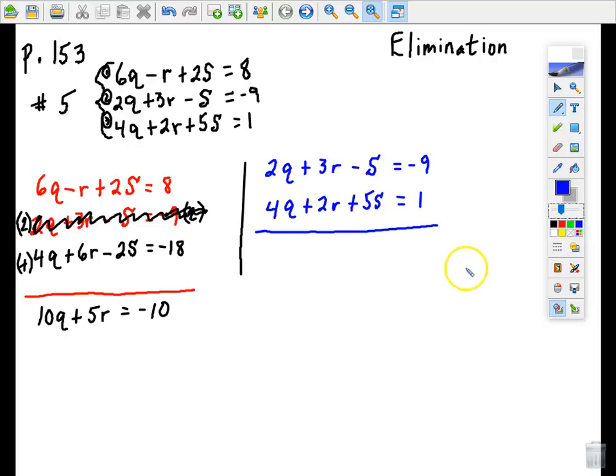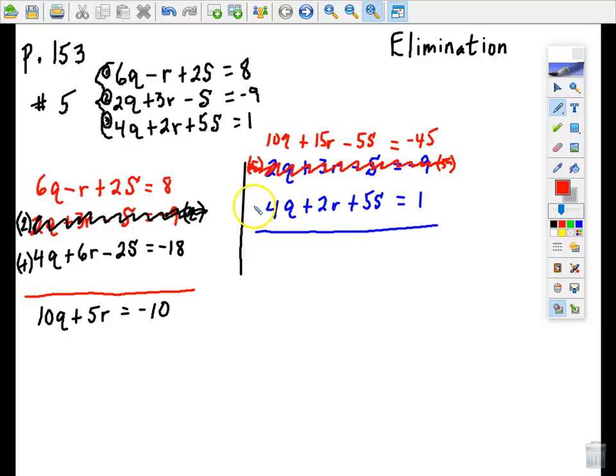Okay, what about the blue? Well, for the blue, I need to multiply the top equation by 5 so that I can eliminate S. So let's see what that looks like. Multiplying by 5, that's going to be 10Q plus 15R minus 5S, and that equals -45. All right, so once again, if I'm sure that this all has been multiplied through correctly, I'm just going to mark this one out so that I won't get confused.